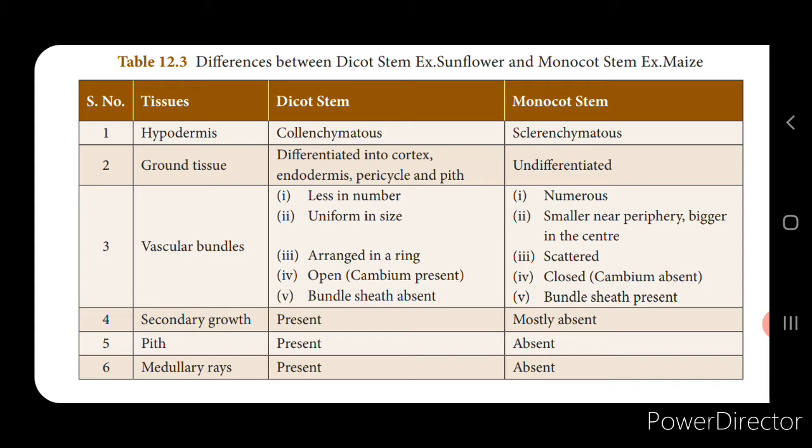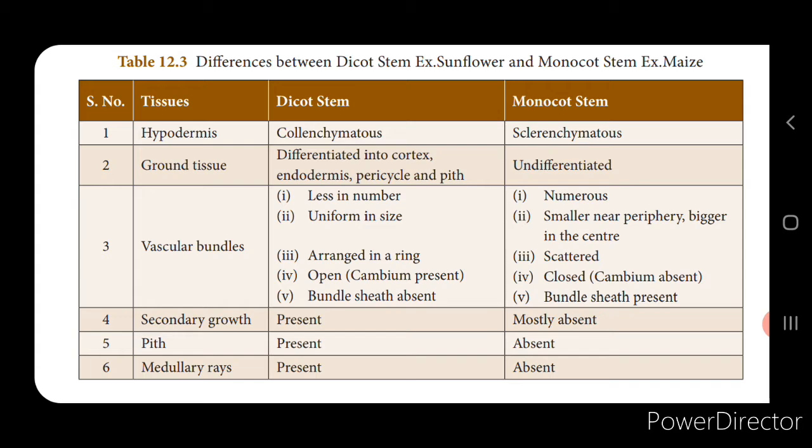Now the bundle sheath was absent in the dicot stem, no bundle sheath was present, but here the bundle sheath was present, that is, the vascular bundles are surrounded by sclerenchymatic tissues, and we said that these are the bundle sheath. Next, secondary growth is present in the dicot stem, but it is not visible in the monocot stem.